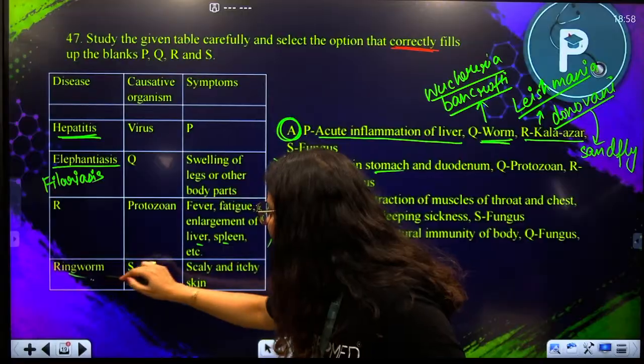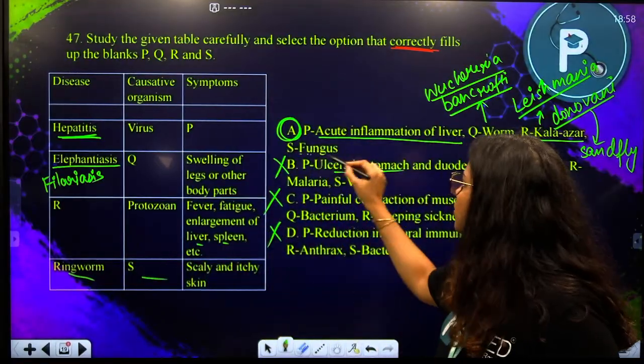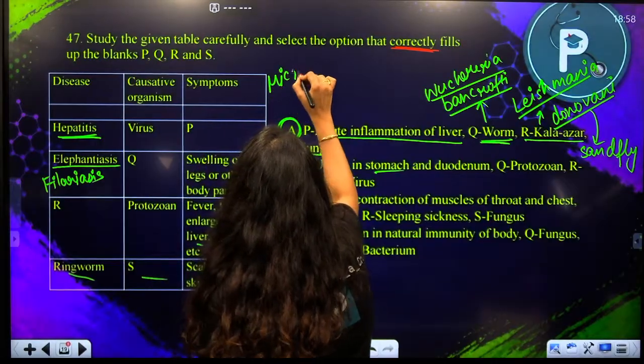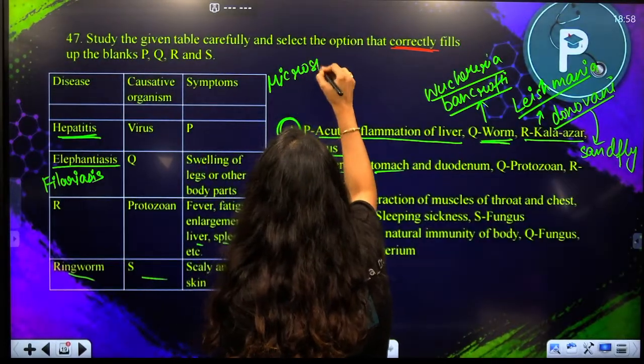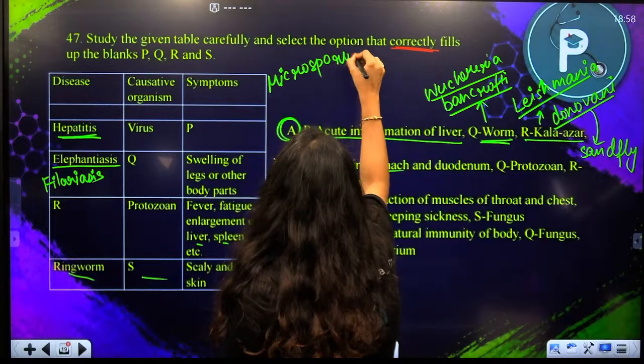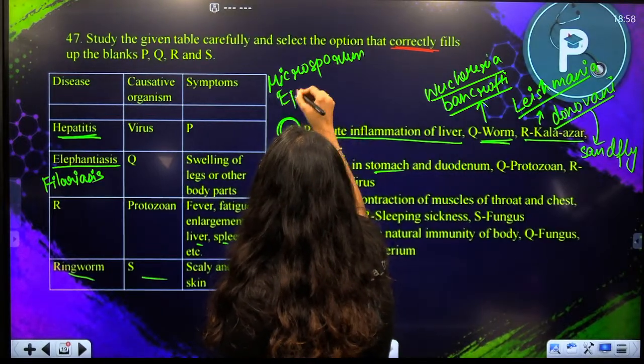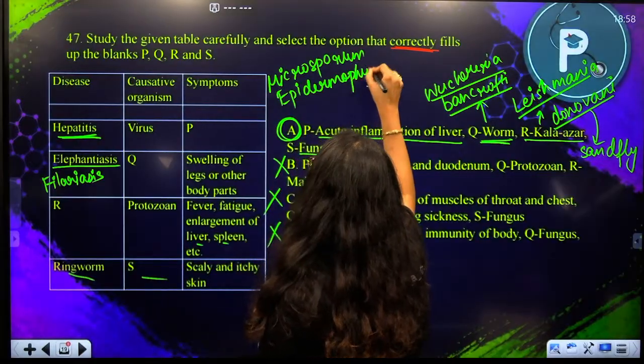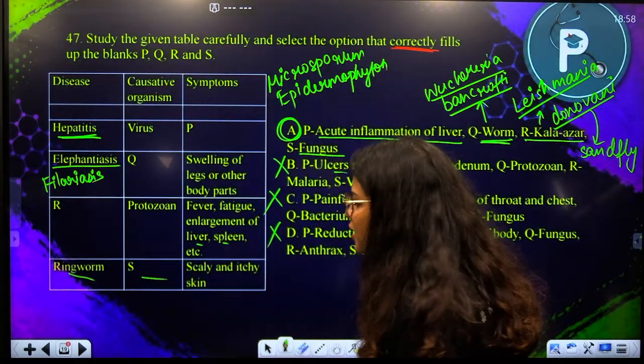Let's read the last as well. Ringworm. Of course, ringworm is caused by a fungus. The fungus could be microsporum, trichophyton, epidermophyton, etc. So these are the fungi which cause the disease ringworm.